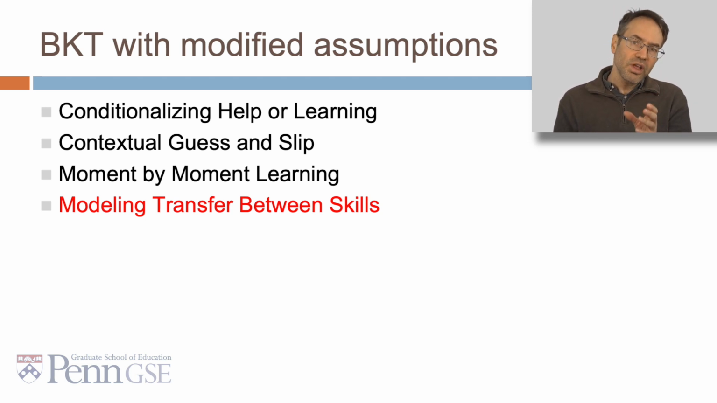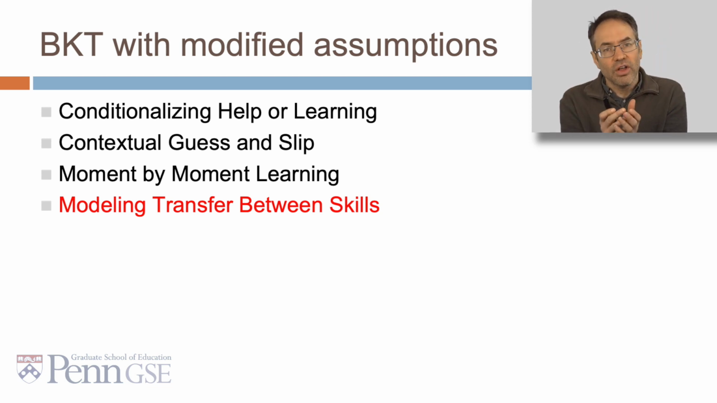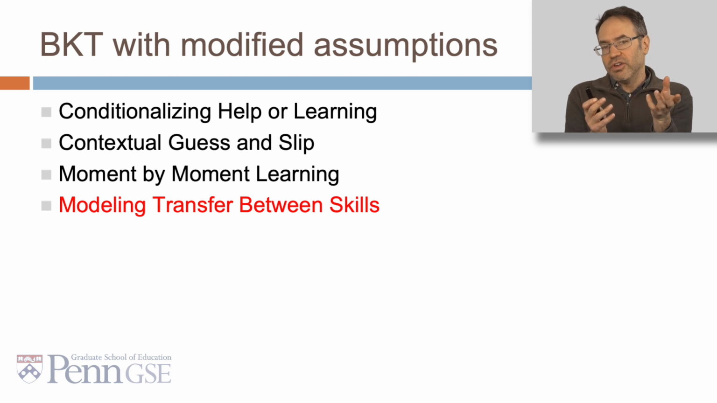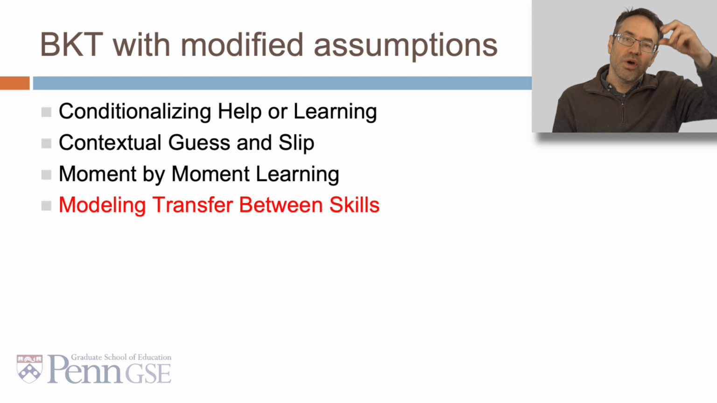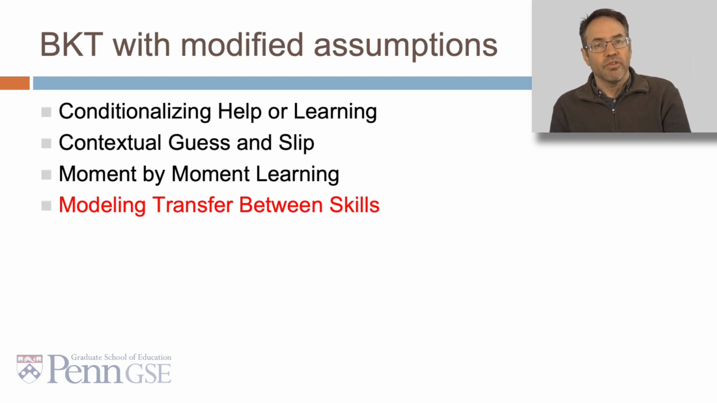Finally today, we'll discuss a fourth type of modifying the assumptions of BKT, which is modeling transfer between skills. Unlike the other three, which were kind of looking still within a skill, essentially, even though some of the variance in contextual guess and slip varied by skill, this one actually says, what if we relax the assumption that each skill is independent from every other skill?